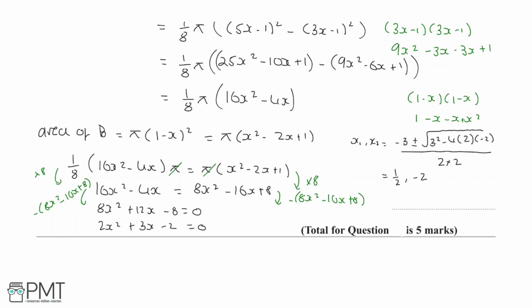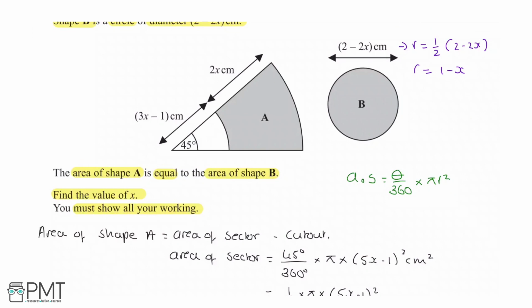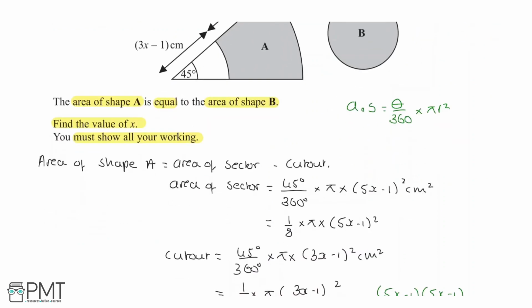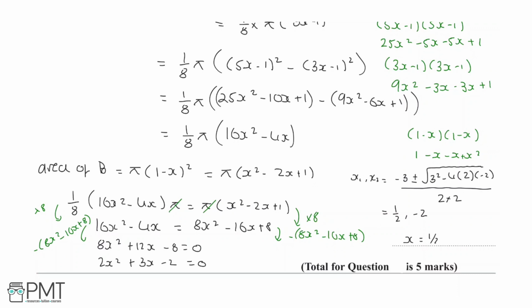Now the problem is we can't say that these are both the solutions. We need to check they're valid. So if we come up to the top, first value is a half. Is it fair to say 3x minus 1 at x equals half? Well, let's test it. 3 times a half minus 1 is 3 over 2 minus 1, so this is 0.5. Okay, so that's fine. 2 times a half is 1, and 2 minus 2 times a half is 2 minus 1, which is 1. So in this case, a half works as a value of x, because none of the dimensions end up being negative.